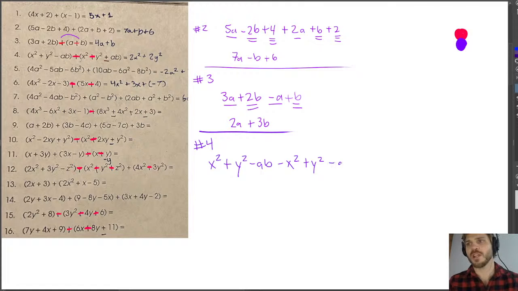AB becomes negative AB. Okay, now we combine our like terms. So we've got x squared minus x squared. That's 0, so we don't need to write anything. And we've got y squared and positive y squared. So y squared plus y squared is 2y squared. Then we've got negative AB and negative AB. So negative AB minus AB is negative 2AB.